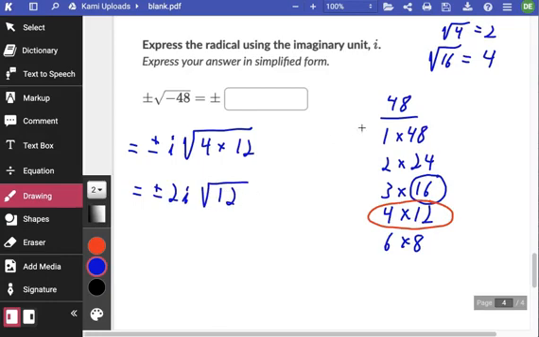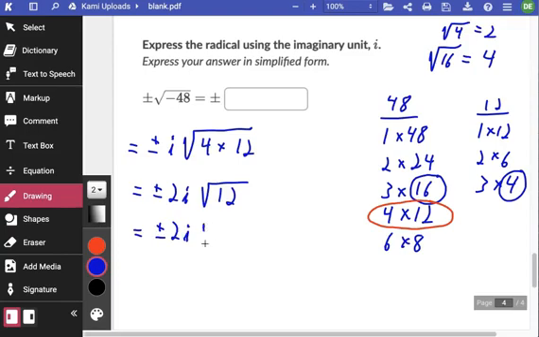But then we think about 12. And there are still perfect squares that are factors of 12. We notice that 4 is a factor of 12, and the square root of 4 equals 2. So we need to keep going. So positive and negative 2i, we'll break down that 12 into 4 times 3. The square root of 4 equals a plain old 2. So that 2 comes out front, or outside of the square root sign.